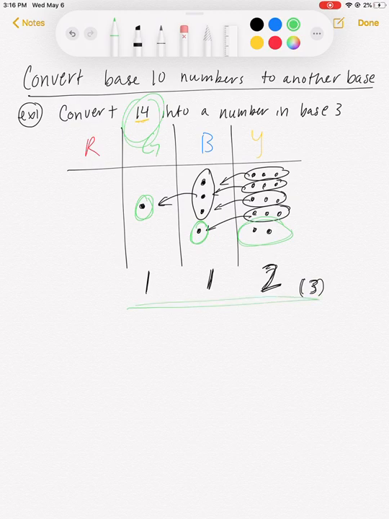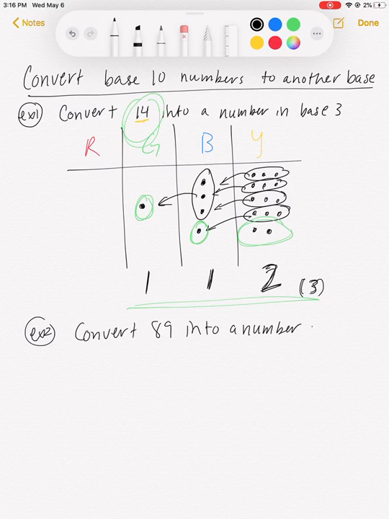Now this is the pictorial way, and I'm going to go ahead and try a different one to show you. In example 2, let's go ahead and convert 89 into a number in base 7. Okay. So converting 89 to a number in base 7.